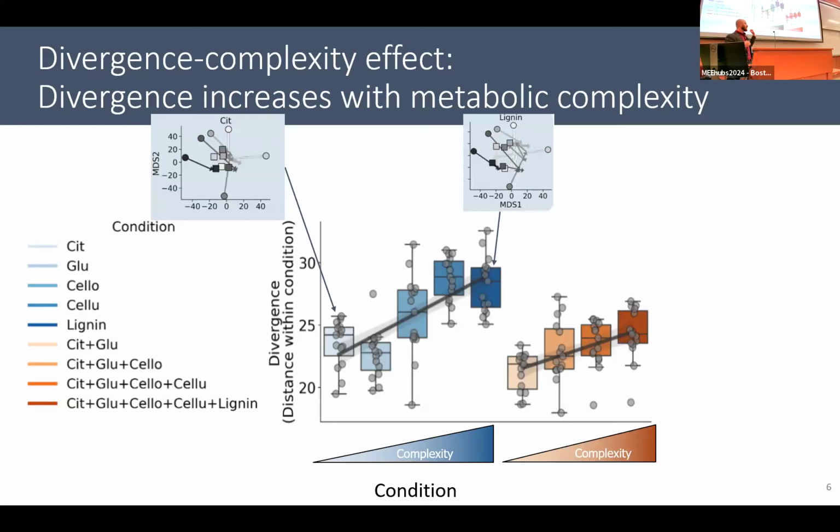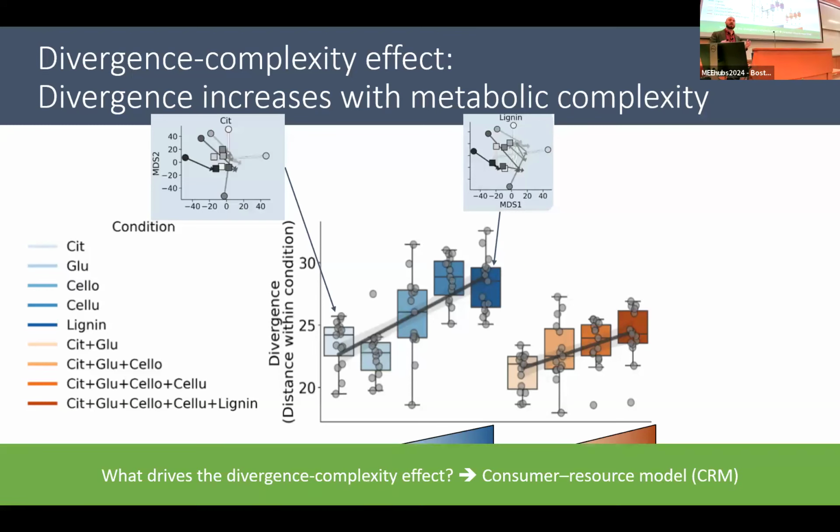And this story actually repeats itself in our mixed metabolite conditions. In orange, we just have these mixtures where the lightest orange there is citrate and glucose. The darkest orange is when we include all of our metabolites. And we call this the divergence complexity effect to describe how in increasingly metabolically complex conditions, our communities diverge more from each other.